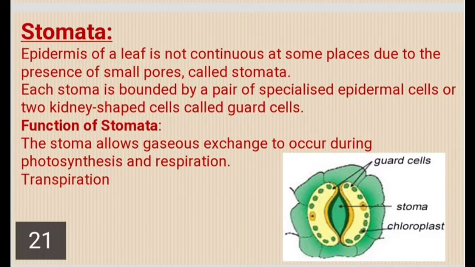Stomata. Epidermis of a leaf is not continuous at some places due to the presence of small pores called stomata. Each stoma is bounded by a pair of specialized epidermal cells, or two kidney-shaped cells called guard cells. Functions of stomata: gaseous exchange and transpiration.